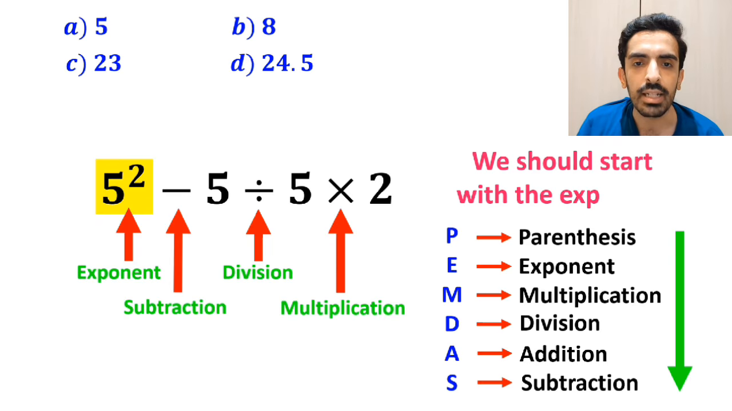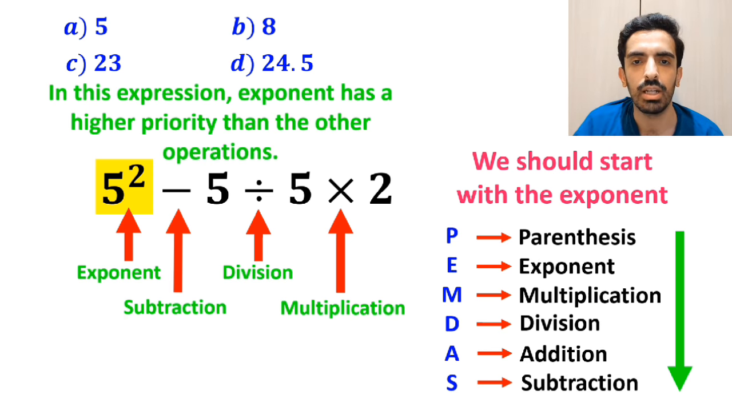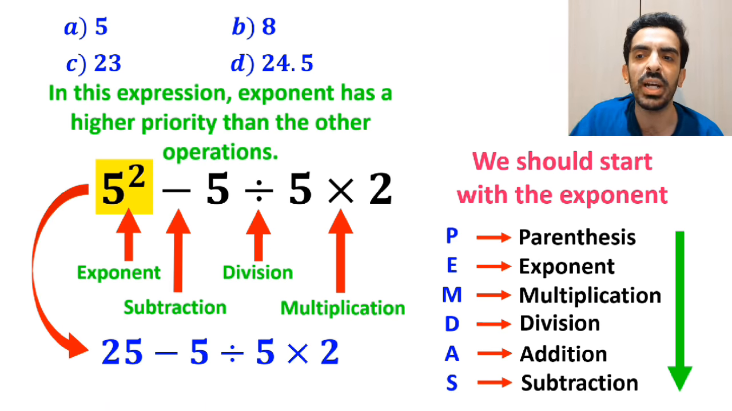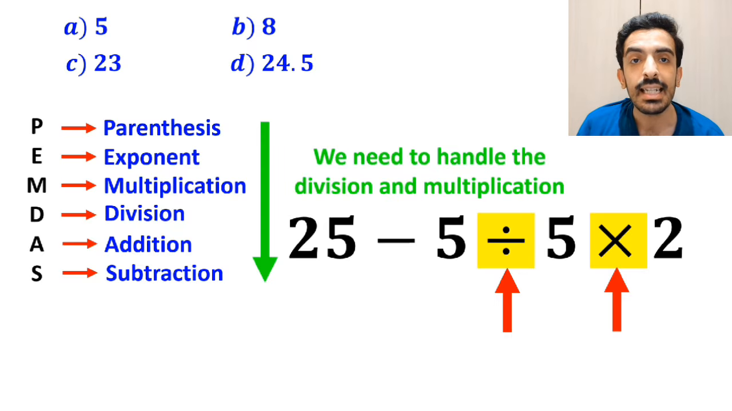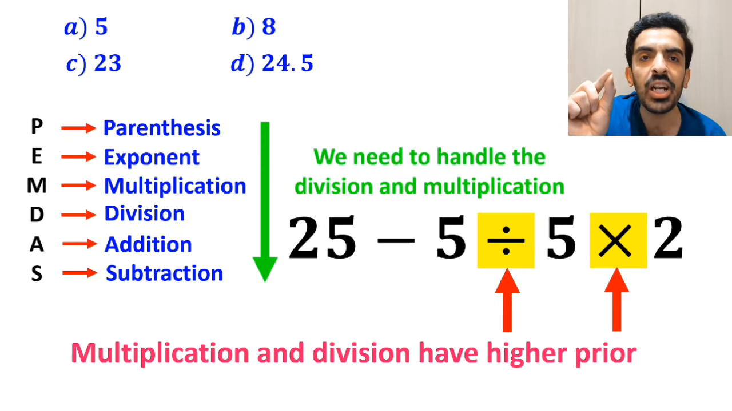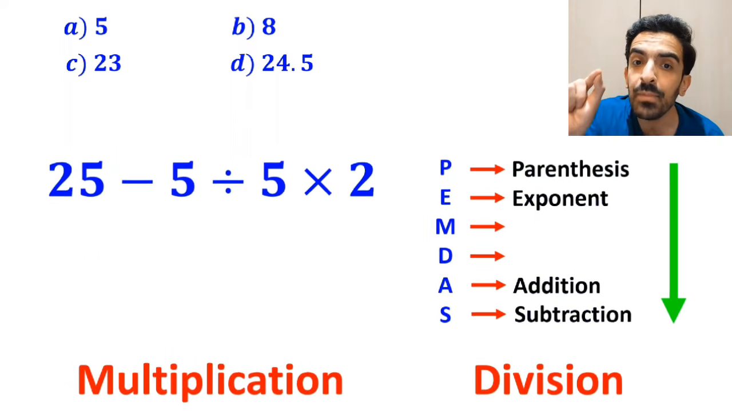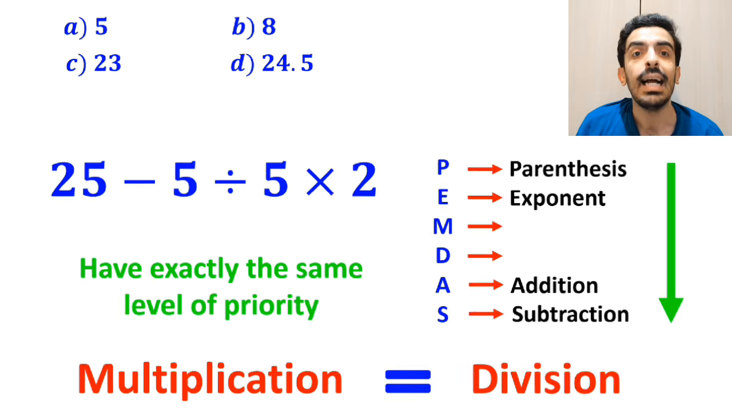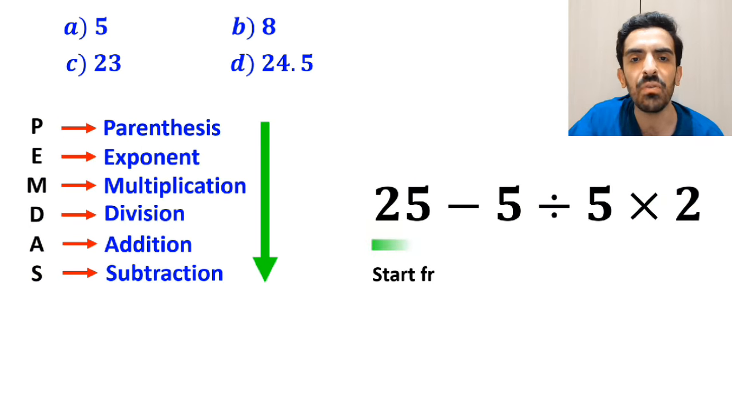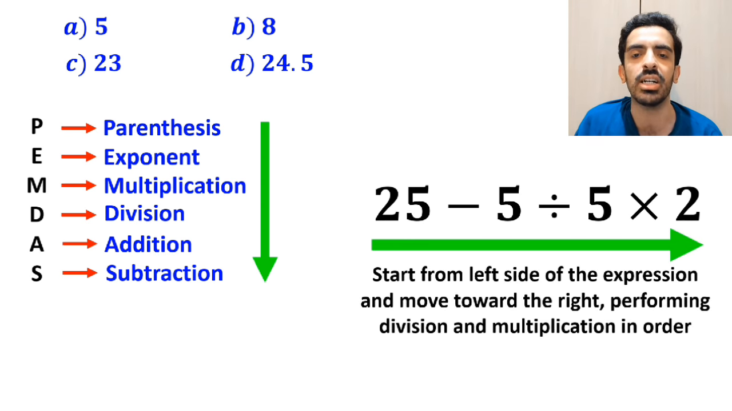We should start with the exponent, because in this expression, exponent has a higher priority than the other operations. So, this expression simplifies to 25 minus 5 divided by 5 times 2. In the next step, we need to handle the division and multiplication, since multiplication and division have higher priority than subtraction. However, it's very important to note that in the PEMDAS rule, multiplication and division have exactly the same level of priority. In this situation, the best thing to do is to start from the left side of the expression and move toward the right, performing division and multiplication in order.